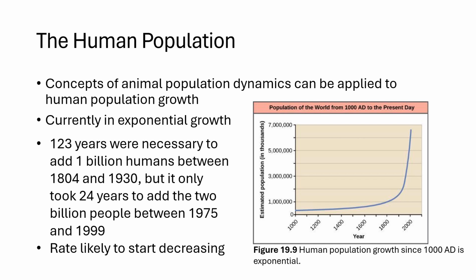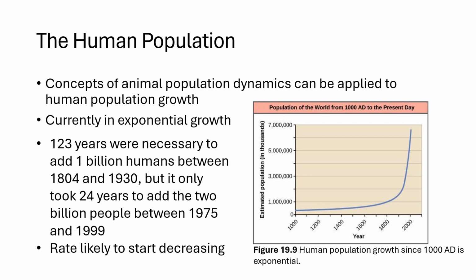Moving on to the human population, you can apply these models that we've talked about to human growth as well. Probably not that weird since we're animals as well, but we are currently in exponential growth and actually have been since about 1000 AD, as evidenced by this figure here. And as your population begins to grow, it becomes easier to add more population. This is how exponential growth actually works.